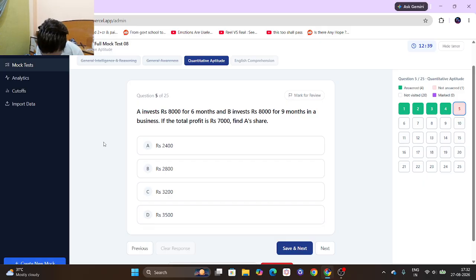6 months and 9 months. 48 is to 72, 2 is to 3. Total profit is 7,000. So 5x is equal to 7,000. X is actually equal to 1400, 2800, 2800.